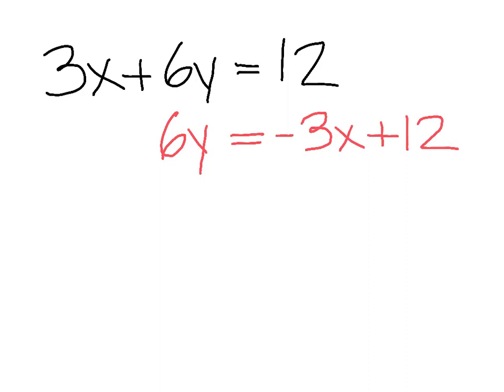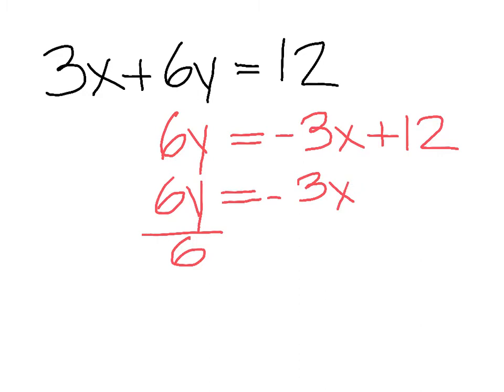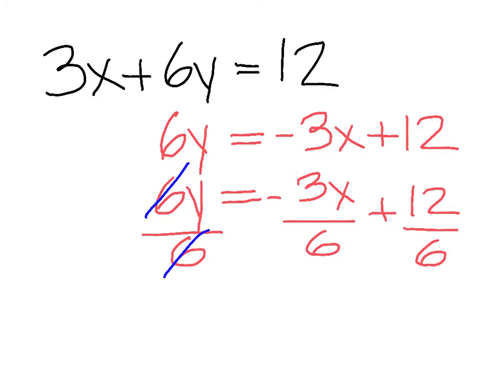Once you do that, you divide everything by the number that is with the y. When you do that, divide by 6 here, divide by 6 here, and divide by 6 here. Your 6's cancel out, leaving you with just a y. The negative 3x over 6 can be reduced. Negative 3 over 6 is a negative 1/2. And you keep the x, and then 12 over 6 is 2.